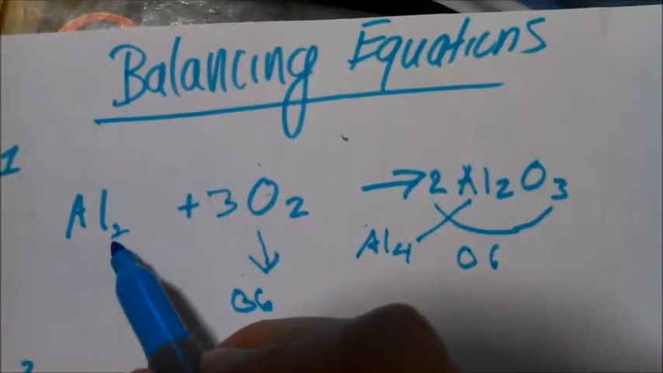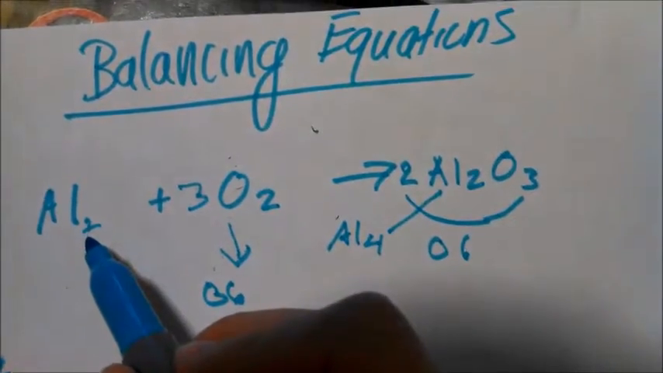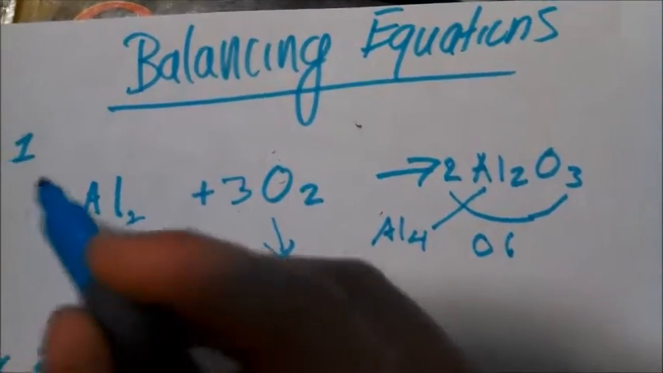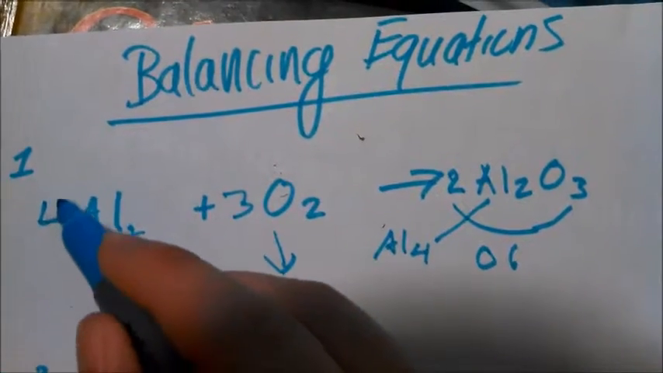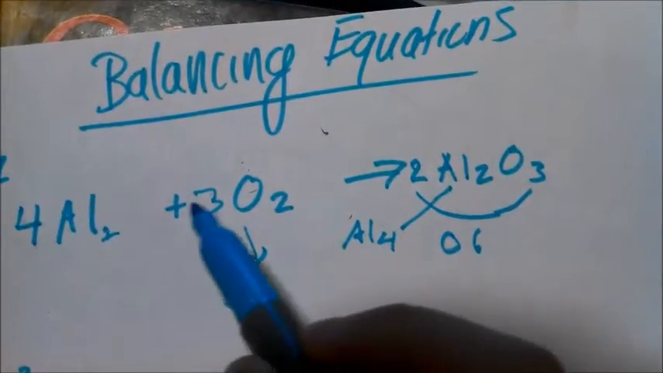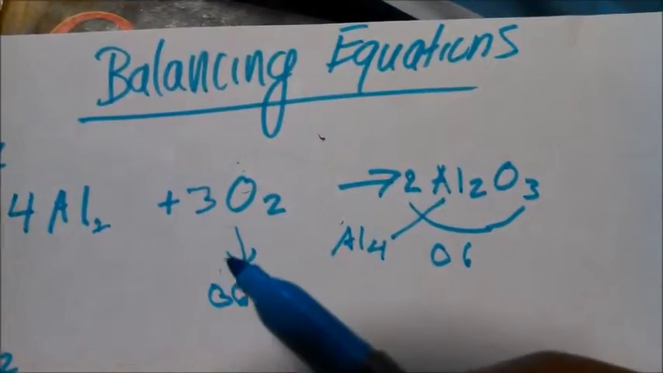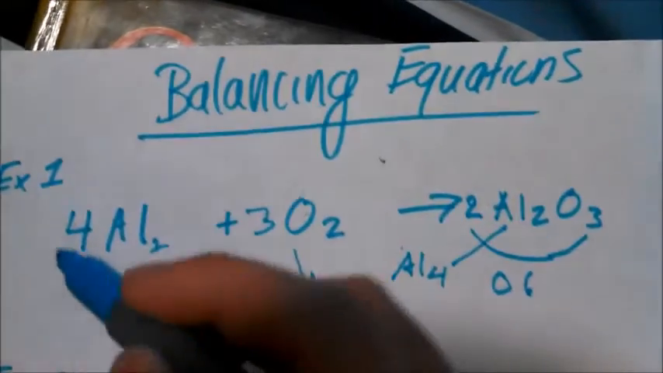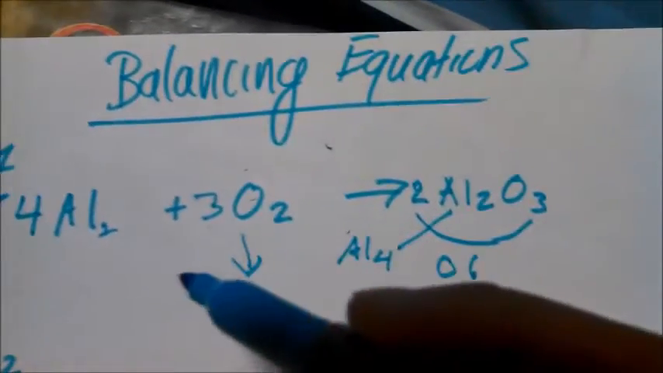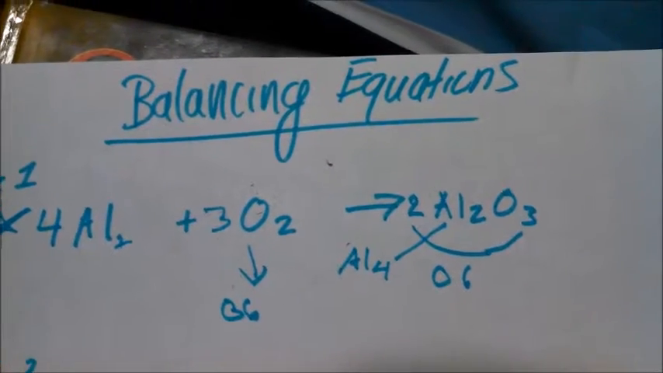So what's a number that can equal 4 using 1? Obviously 4. 4 times 1 equals 4. You put a 4 there. And then you're balanced. And you check for the lowest possible factor. 4, 3, 2. You can't divide that by just one number to make it smaller. So that's it. That's all you need, and your equation is balanced for example 1.